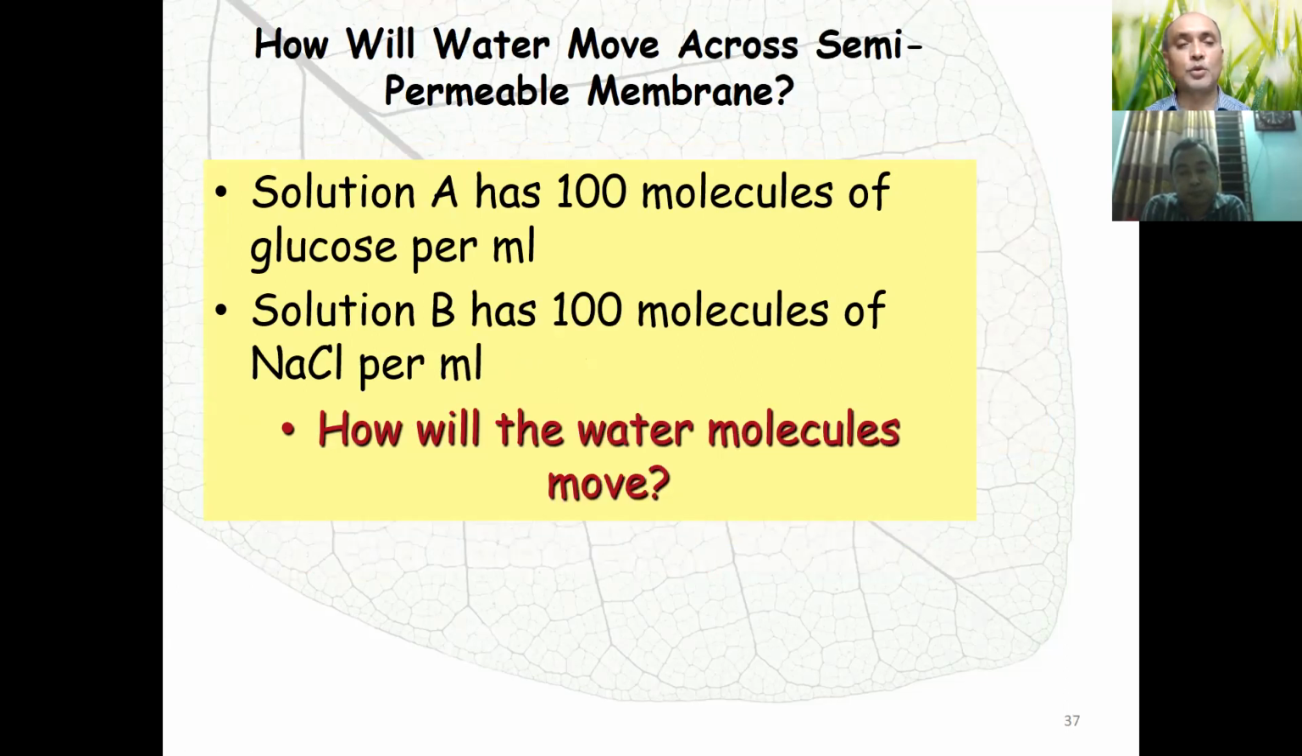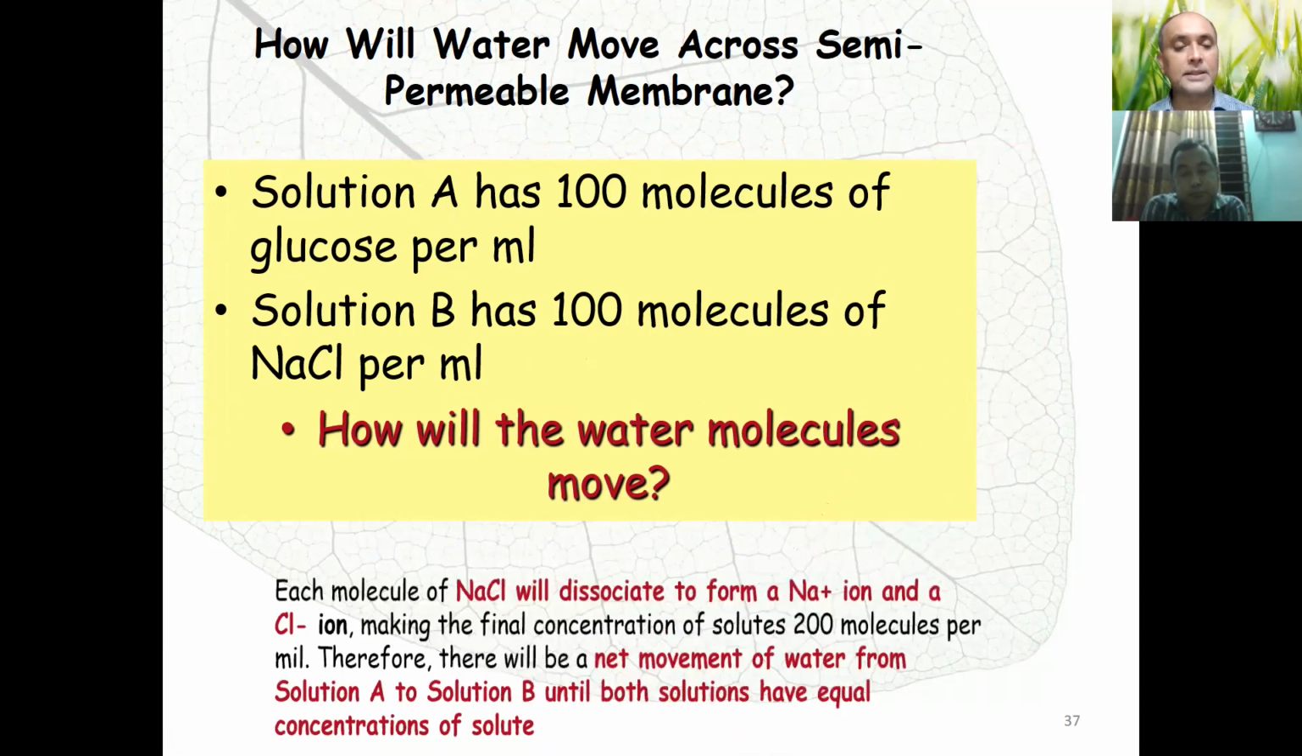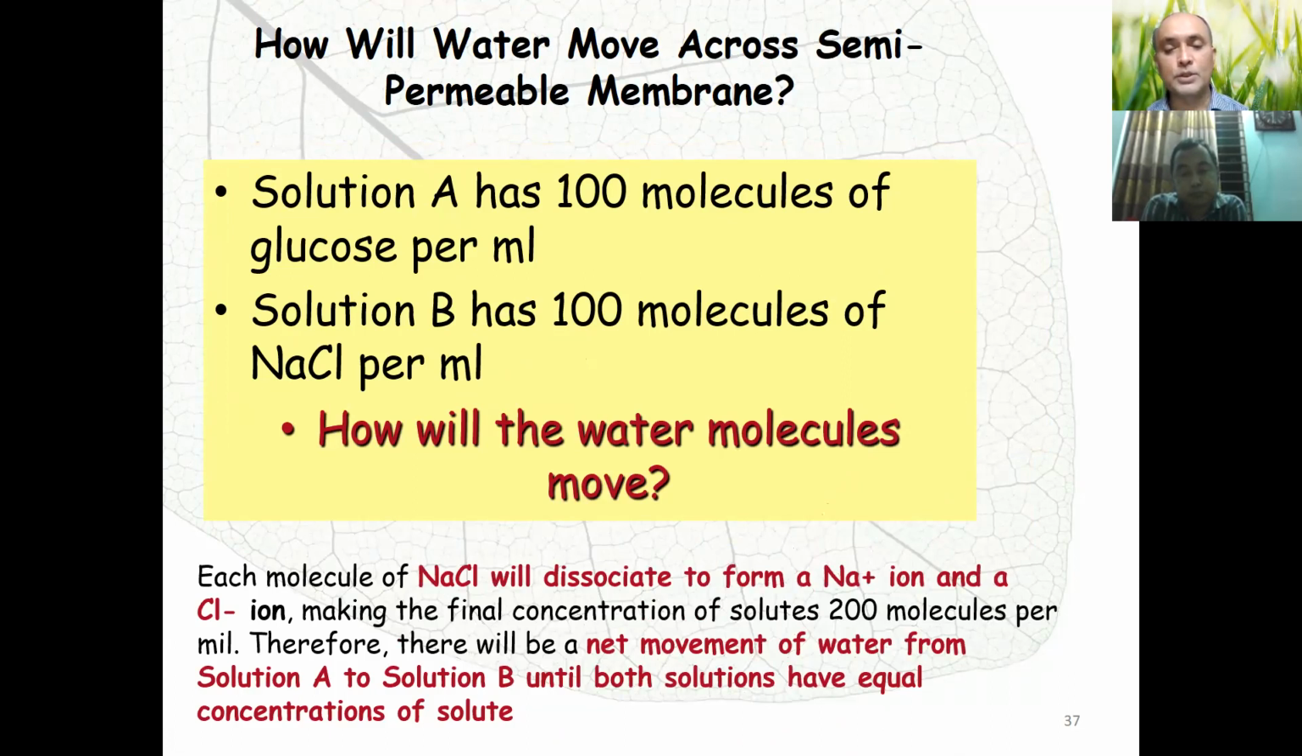Solution A has 100 molecules of glucose per ml. Solution B has 100 molecules of sodium chloride per ml. Here you can see different types of molecule. In that case, each molecule of sodium chloride will dissociate to form a sodium ion and a chloride ion, making the final concentration of solute 200 molecules per milliliter. Therefore, there will be a net movement of water from solution A to solution B, because here there is double the number of molecules or ions. So movement will be there.